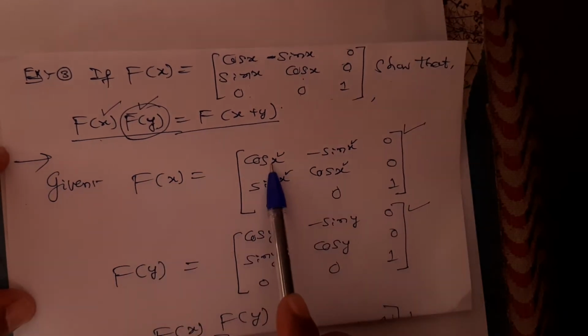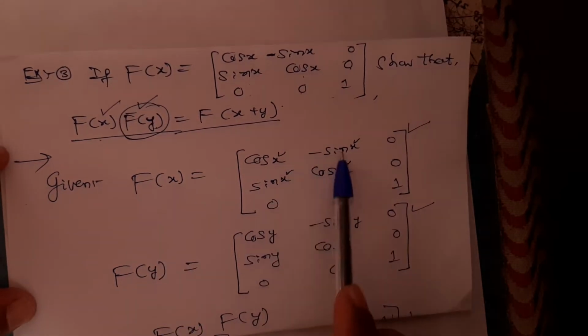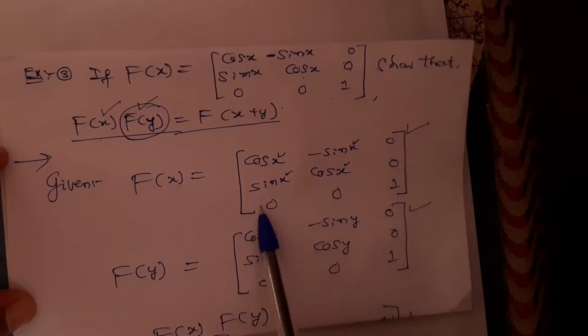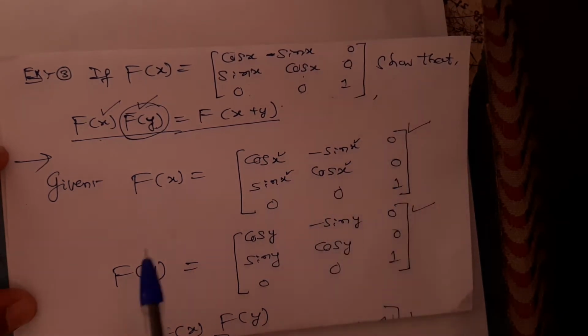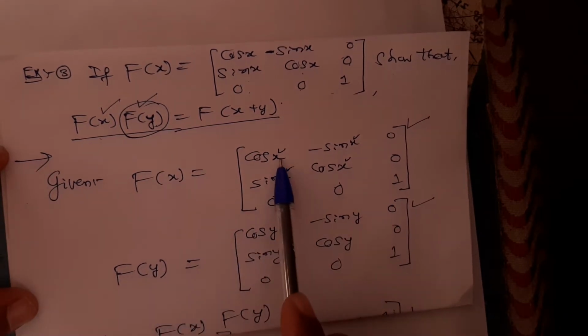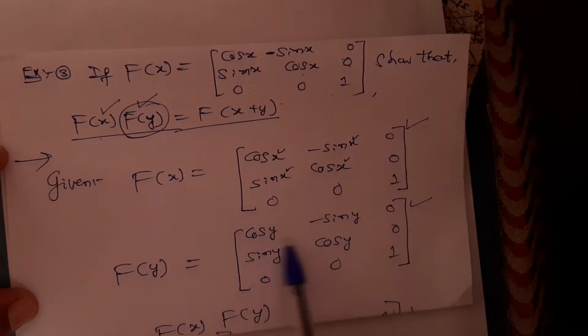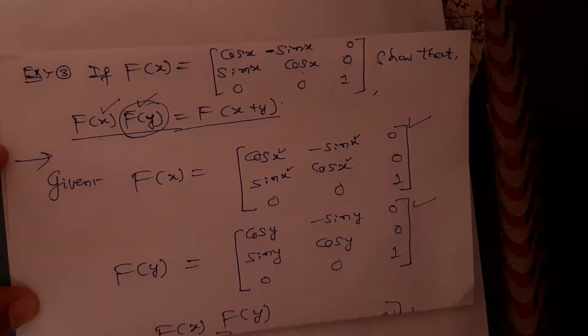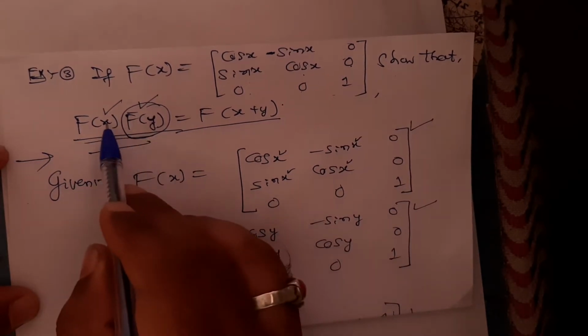Then f of x is equal to, see, every trigonometric function is a function of x here: cos x, minus sin x, sin x, cos x. These are constant: 0 0 0 0 1. Then what will be f of y? You simply replace x by y, then that becomes cos y, minus sin y, 0, sin y, cos y, 0, 0 0 1. So what we want here is f of x into f of y.